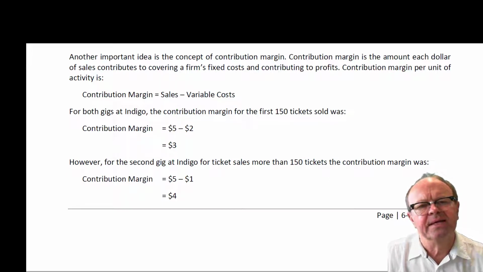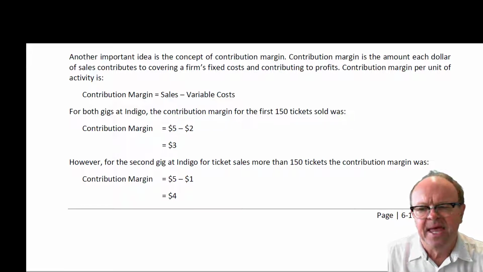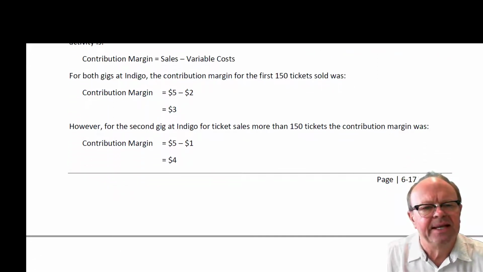Another important idea is the concept of contribution margin. Contribution margin is the amount each dollar of sales contributes to covering a firm's fixed costs and contributing to profits. Contribution margin per unit of activity is contribution margin equals sales less variable costs.